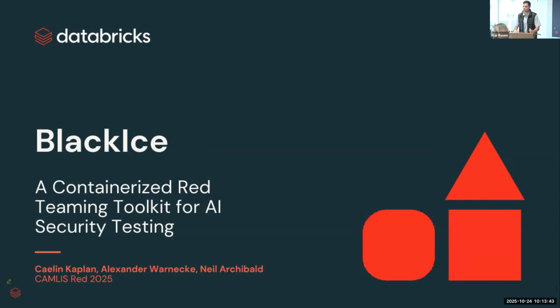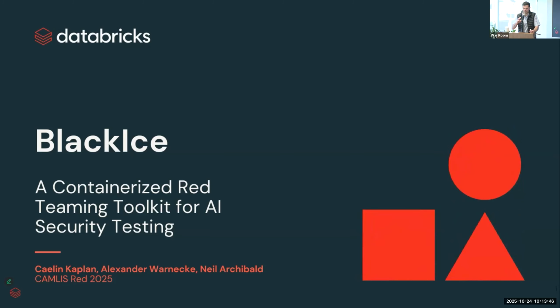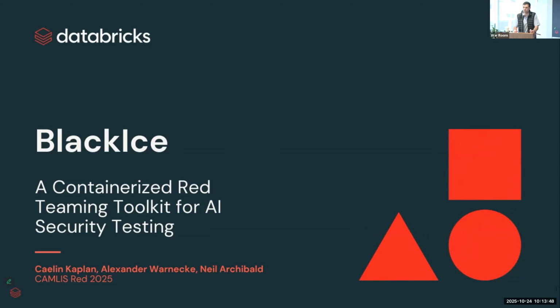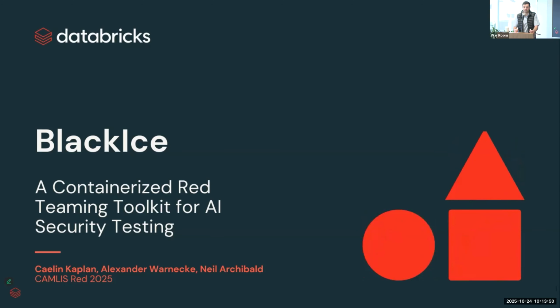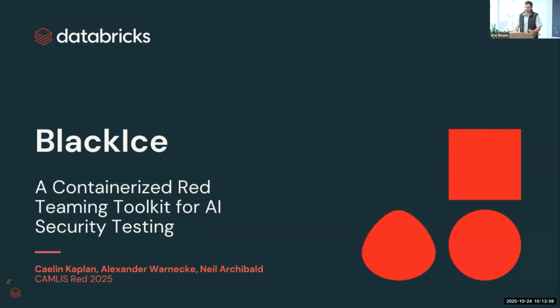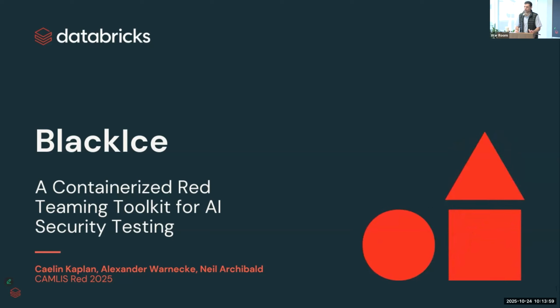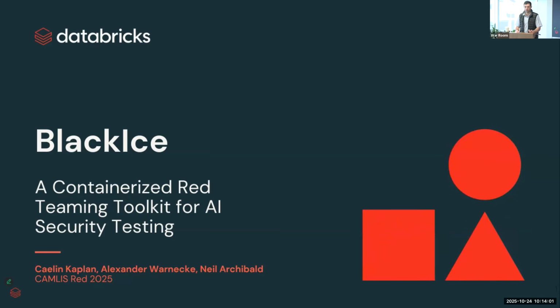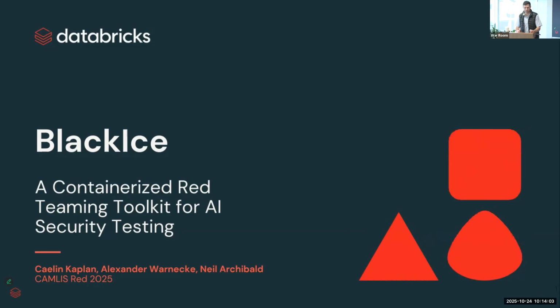I'm really glad to present this project, which is called BlackIce, a containerized red teaming toolkit for AI security testing. It's something that we use internally at Databricks as part of our AI red team, and we're glad to be open sourcing it. This work was done in conjunction with my colleague Alex, who's here today, as well as our former manager Neil, who wasn't able to join us.